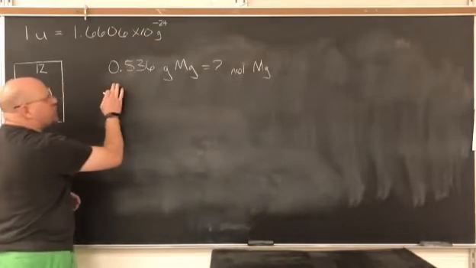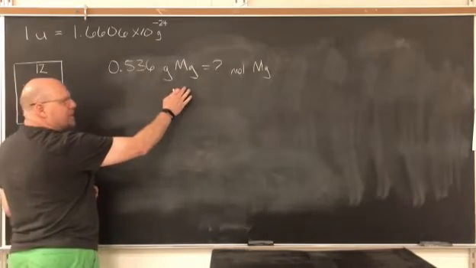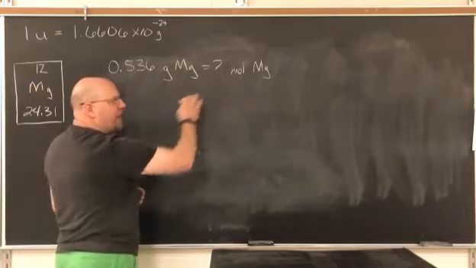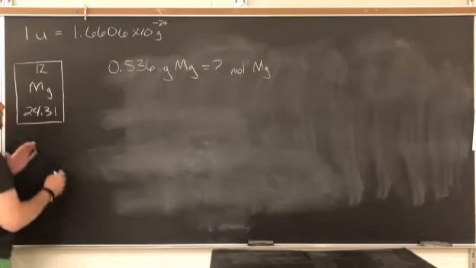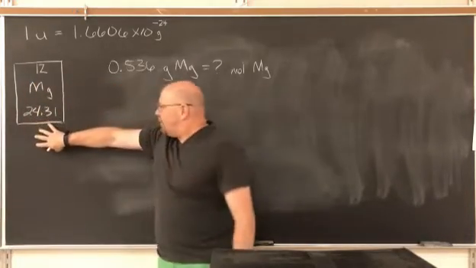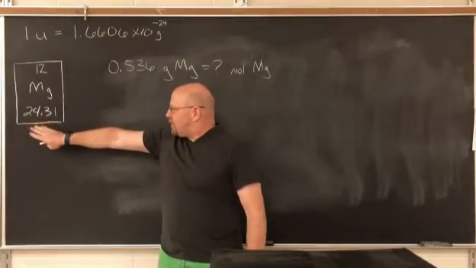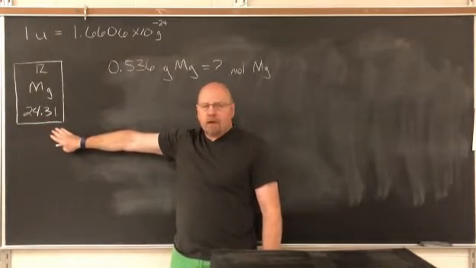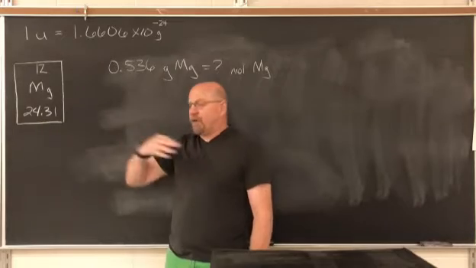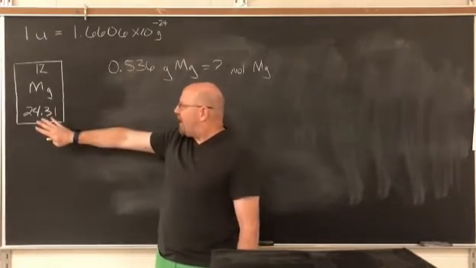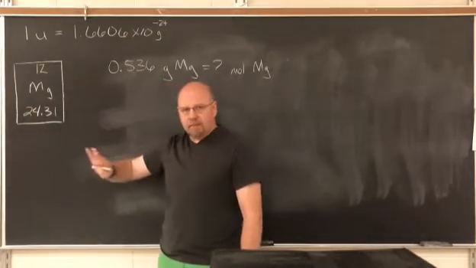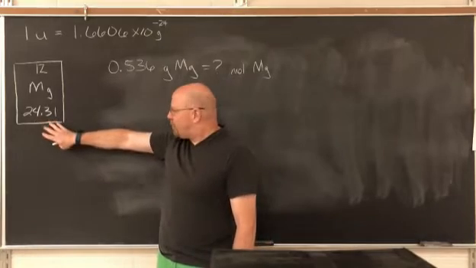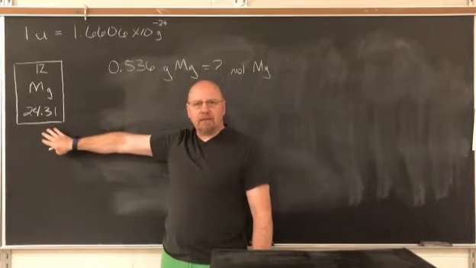If I have 0.0536 grams of magnesium, how many moles does that represent? Well, we go to our periodic table and we see that this 24.31 represents 2 different things. For us, it represents that 1 mole of magnesium is equal to 24.31 grams of magnesium.